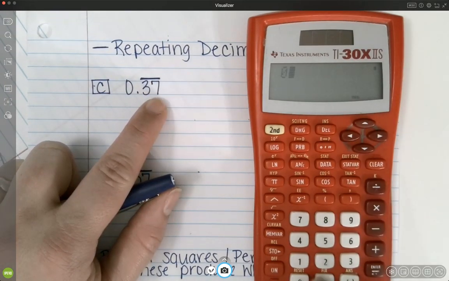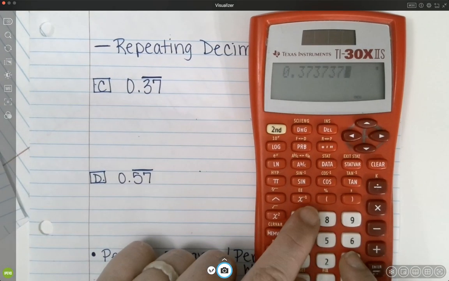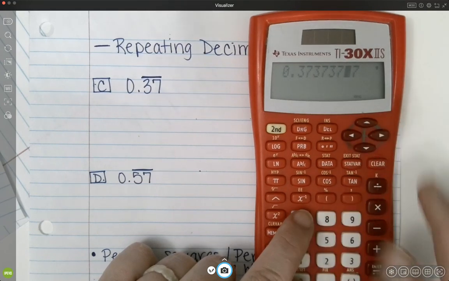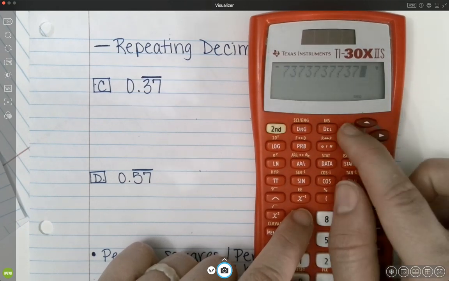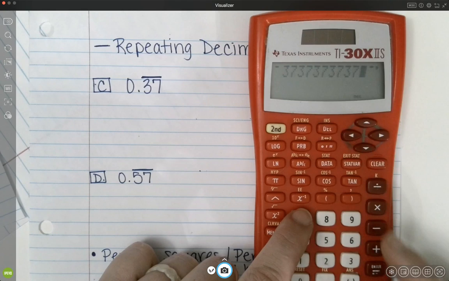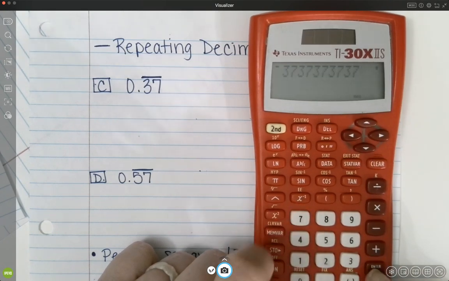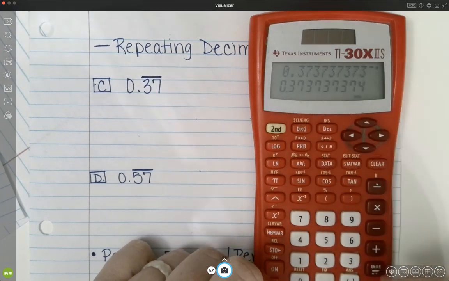So I'm going to type in 0.37, and I'm going to continue this repeat over and over: 37, 37, 37, 37. I'm proving to my calculator that there is a repeat. I need to actually make sure I am pushing the buttons correctly and that it is in fact repeating. And I'm going to push enter. So now it's stored into my calculator.